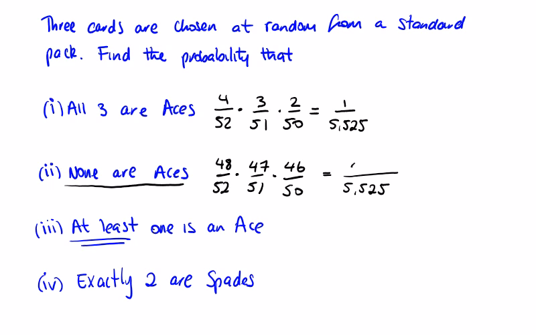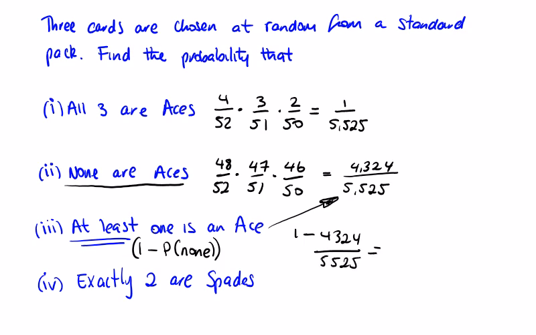5/5, 2/5. And it's going to be 4/3/2 if we use a calculator. 4/3/2/4 for that one. Now, at least one is an ace. Anytime you see at least one in probability, it's 1 minus the probability of none. And we have the probability of none right here. So 1/4/3/2/4/5/5/2/5 gives us 1/2/01, 1/2/01/5/5/2/5.